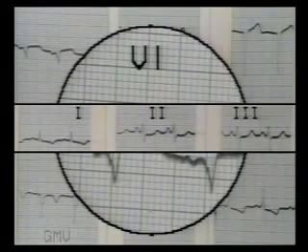This ECG shows negative QRS in V1 with left axis deviation. So this is WPW syndrome type B.